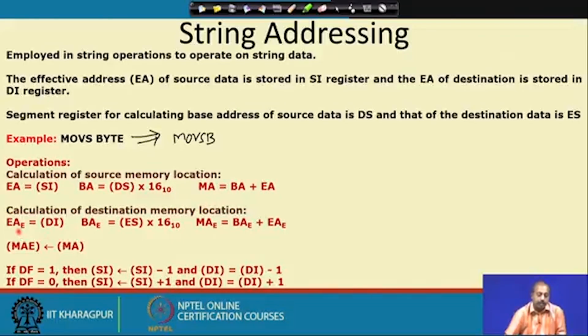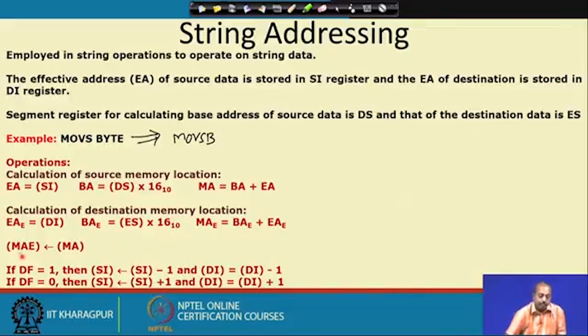For the destination part, the effective address will be taken from DI, and the base address is from the extra segment register ES. So, ES into 16 will give us the base address for the destination, and the memory address is BA plus EA. The extra segment base address and effective address are added to get the memory address MAE for the destination.